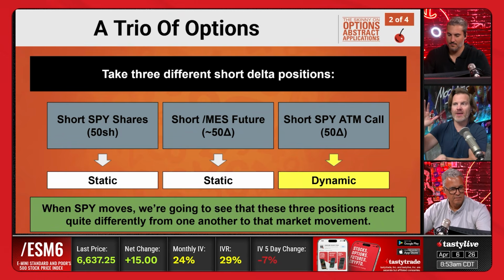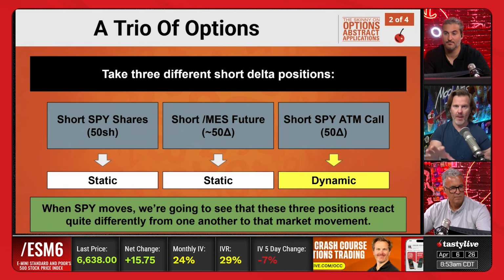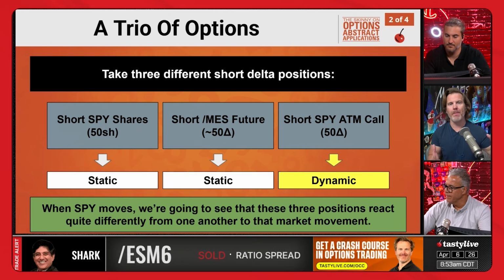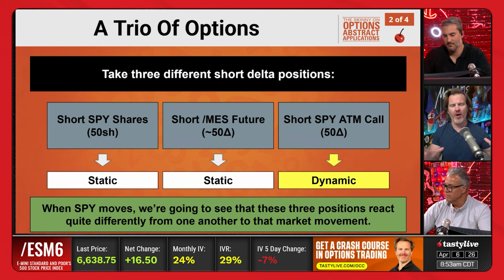Number 1, I could sell 50 shares of SPY. It's clean. It's simple. That's one way that I can obviously play the market short if I want to do that. Those delta are going to be static. Now I'll explain what I mean by that in a minute. Another way, about the same positional size, I could sell an MES future. That's also going to be about 50 delta. I think it might be slightly more than 50 delta these days, but not very much, like 51 or 53 or something. That's going to be 50 short delta.